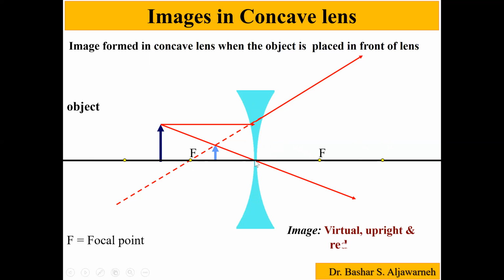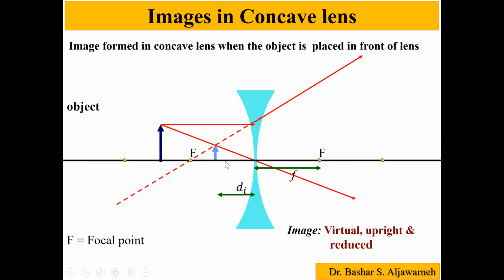And again, we can determine the properties of the image formed by the concave lens as reduced, virtual, and upright, because it's above the main axis.